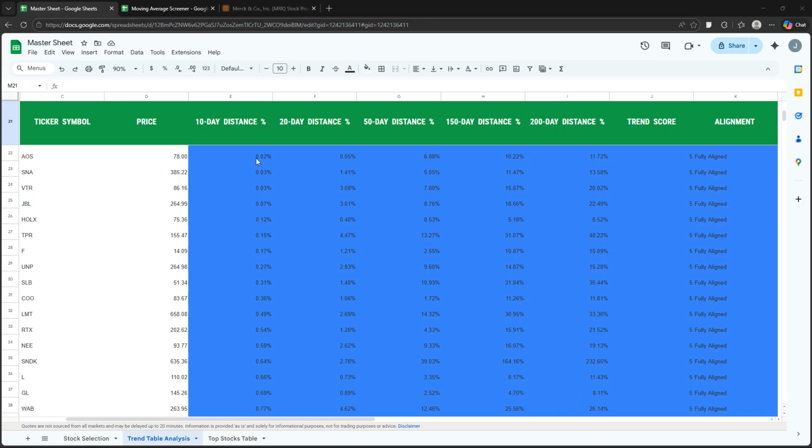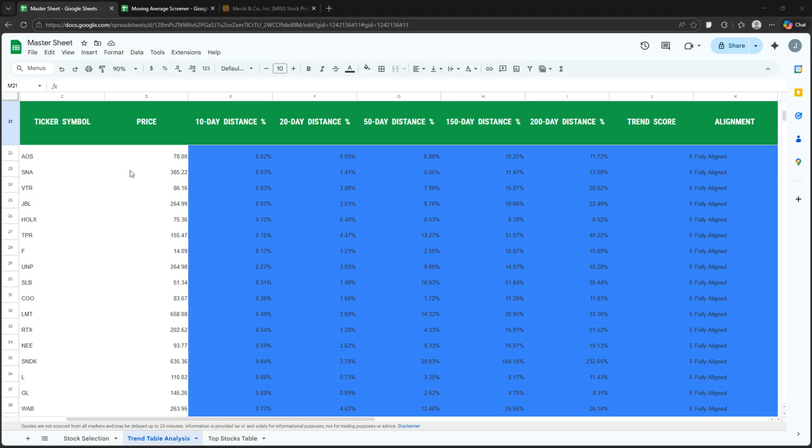I have these in ascending order by the 10-day, but above the 10-day. They have to be above the 10-day, have a trend score of 5, and have alignment that's fully aligned. So I have those listed first, but I do have all 513 in this table. Now, I'm going to compare this to each individual stock.